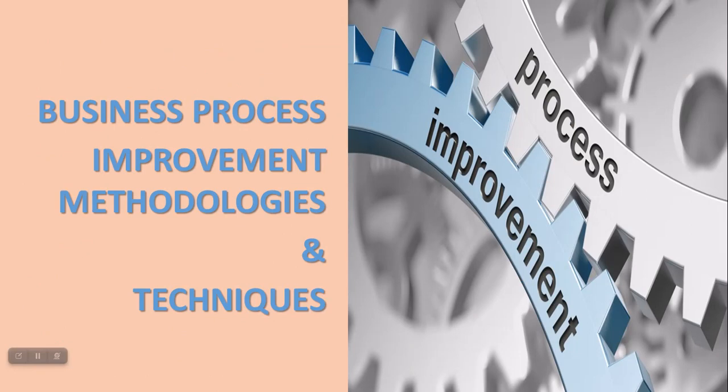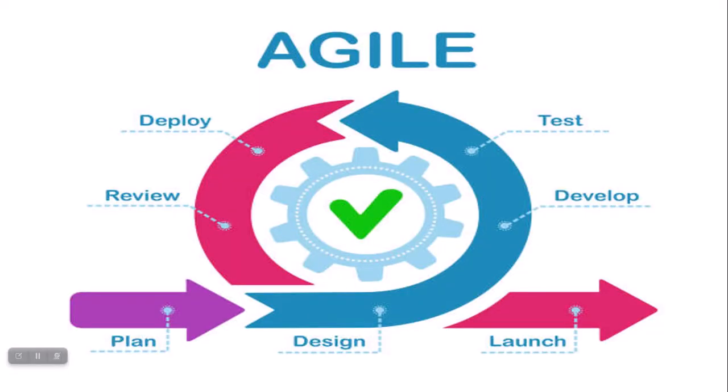Business process improvement methodologies and techniques. One we can say is the agile technique. That means plan, design, develop, test, deploy, review, and launch. This is the process that needs to be implemented or followed for any kind of new change, so that ultimately the function can be perfected.